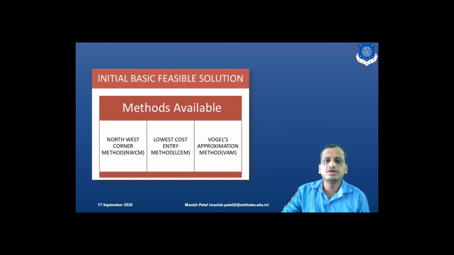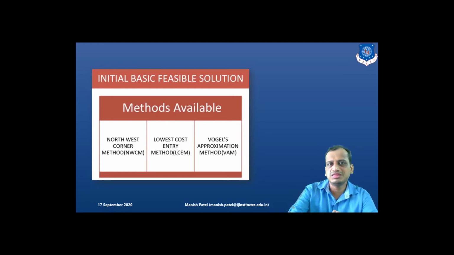Now let's look into the three types of methods: the northwest corner method, the least cost method, and the Vogel approximation method, to find the initial basic feasible solution. Of these three, Vogel's approximation method gets nearest to the optimal solution, and we can check the optimality of the solution with the help of the modified distribution method, also known as the MODI method. Let's look into these methods one by one.